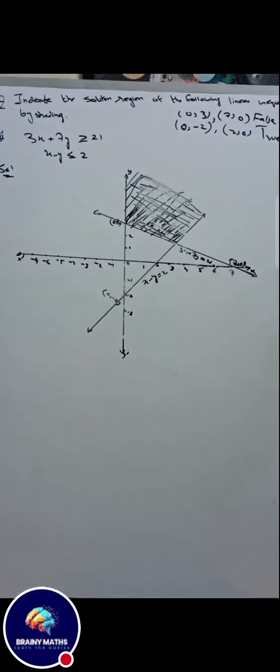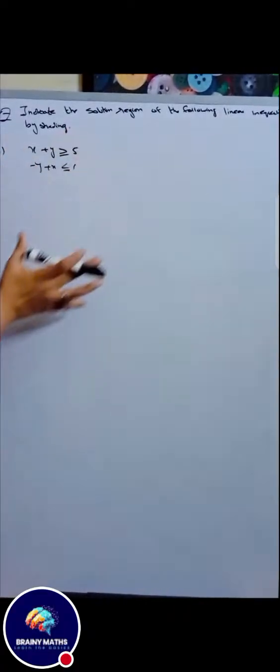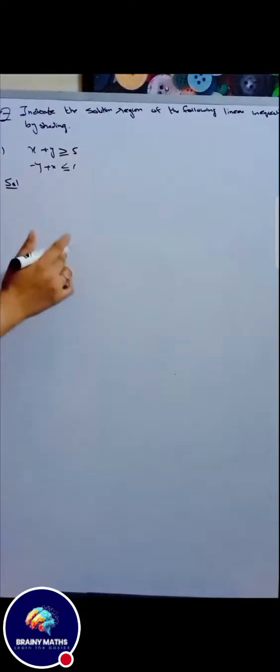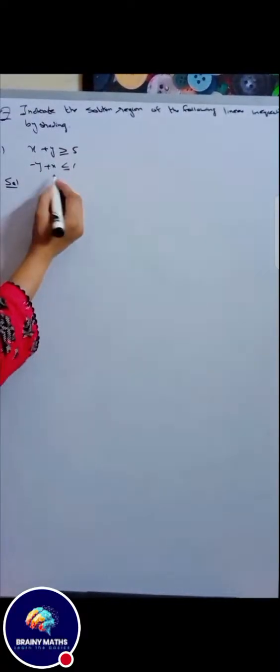I hope it's clear. Represent the following linear inequalities by shading. We have to represent these two linear inequalities by shading. Let's figure out the solution. First, we convert this into the associated equation.